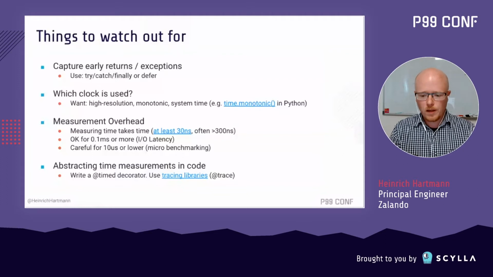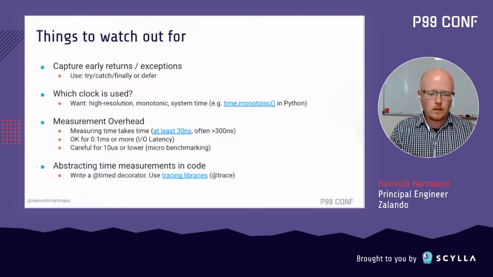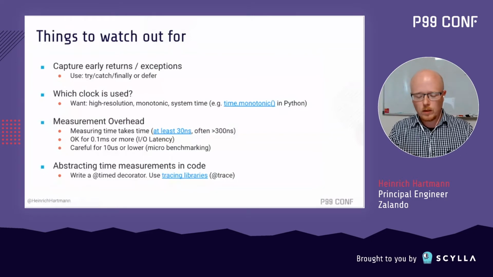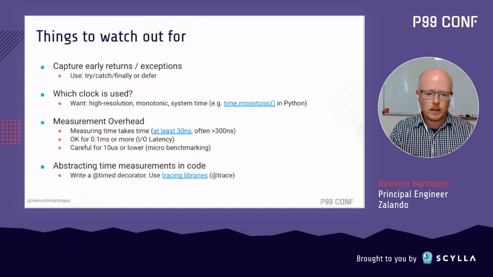Another aspect of it is which clock is used. You want a high resolution monotonic system time for these applications, which is the recommended thing. Monotonic, you don't want to have backwards jumps of your time when NTP hits. And a system time is as opposed to thread local CPU time, which is also sometimes interesting, but you have to be cautious of what you're getting.